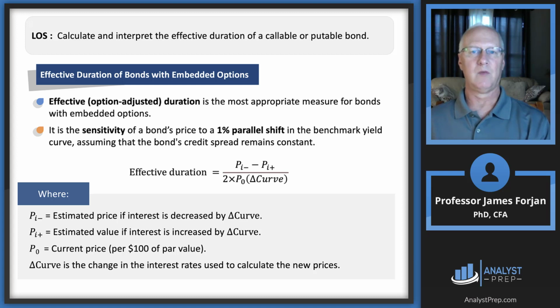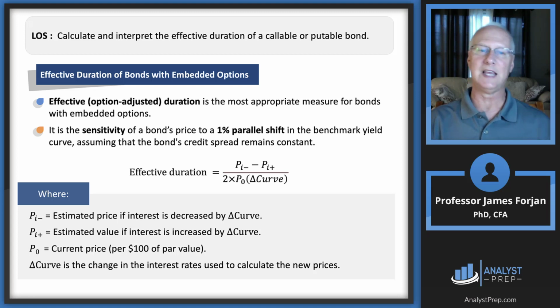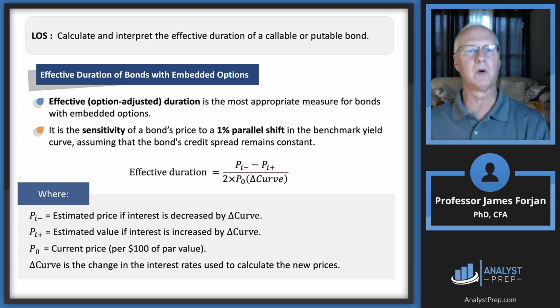Now remember, we did regular old duration and Macaulay duration and maybe some other kinds of durations for option-free bonds. Well, we need to make an adjustment. We call this the effective duration. Some people call it the option-adjusted duration.